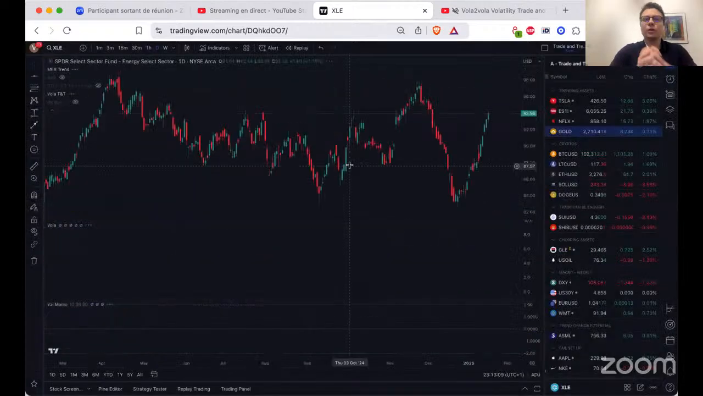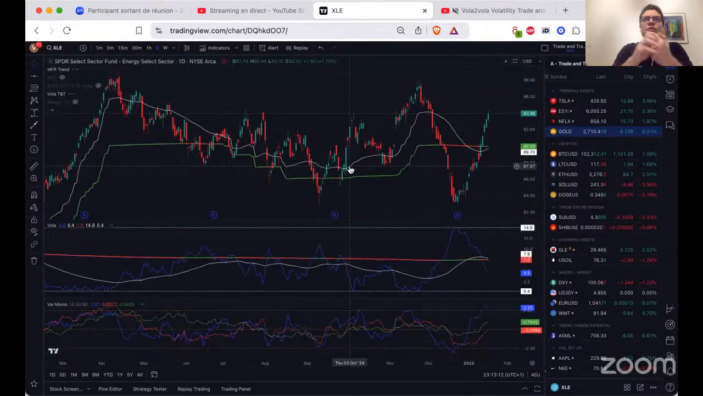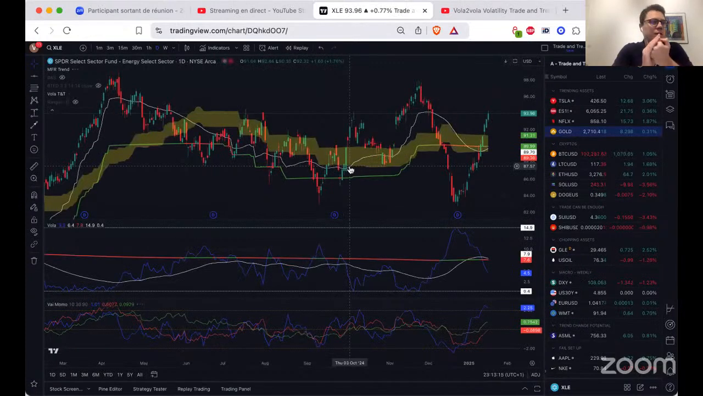Okay, so again, for the energy sector, I mentioned that for oil, the moves related to oil are usually very short. When you go long, you know you are in it for just a few weeks, a few months. It's not going to last, right? And I'm not surprised looking at XLE. This one is very, very choppy. It's related to oil, so no surprise.